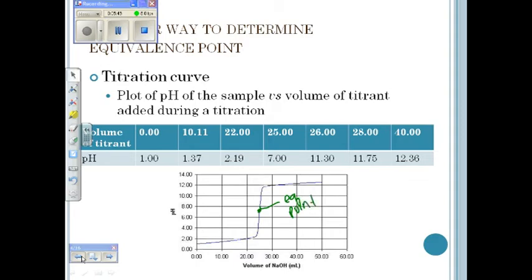So we can read that at the equivalence point, we needed about 25 milliliters of our base, because we can read down. So at the equivalence point, it's about 25 milliliters, and the pH is 7. Okay, so that's how it works. That's how the connection between the two works.